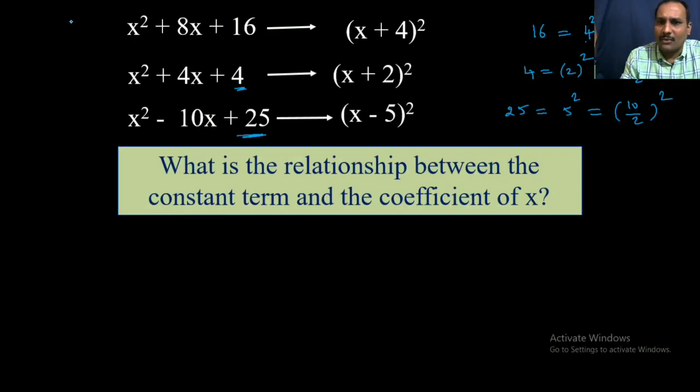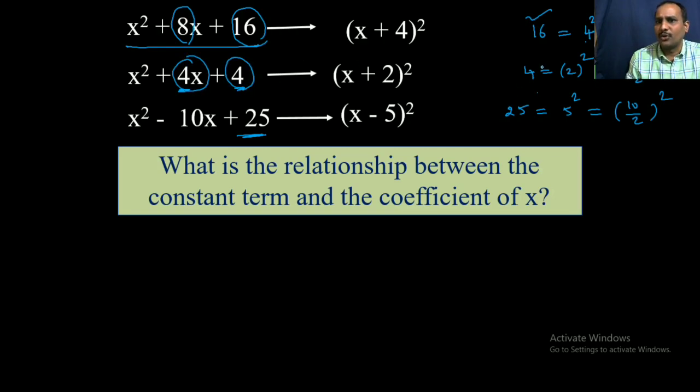See this. What is the relationship between the constant term and the coefficient of x? What is the constant term in this expression? 16. And what is the coefficient of x here? 8. (8 by 2) whole square. If you observe in this example, the constant term is 4 and the coefficient of x is also 4. So 4 I am writing as (4 by 2) whole square. Next, in the third example it is 25. I am writing it as 5 square. So here what is the coefficient of x? 10. So 5 can be written as (10 by 2) whole square.